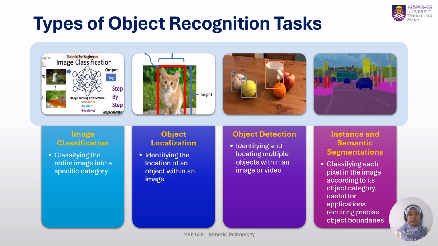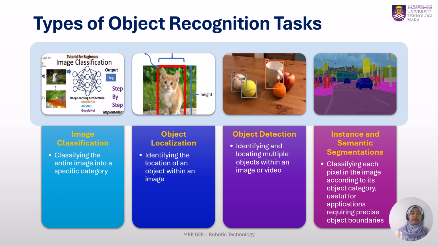So object recognition can come in different types of tasks. For example, image classification is basically: what is this image about? It will classify the entire image into a specific category or class. While object localization is: where is the object? So you have an image here. Where is this cat located in the image? At which part of the image? Is it in the middle of the image or maybe at the edge of the image? So it is actually identifying the location of an object within an image.